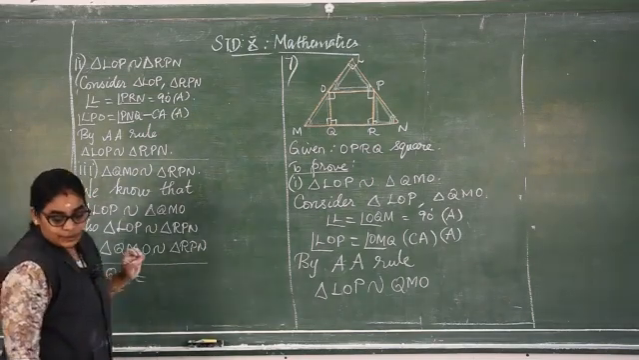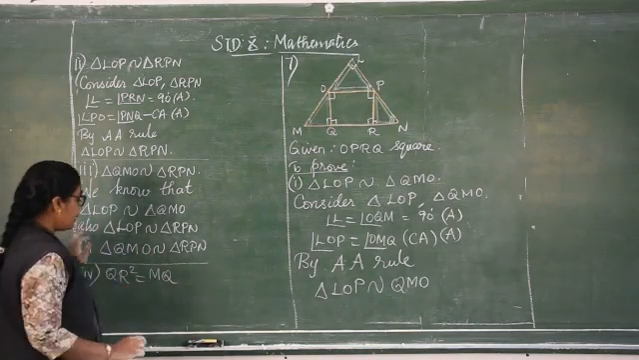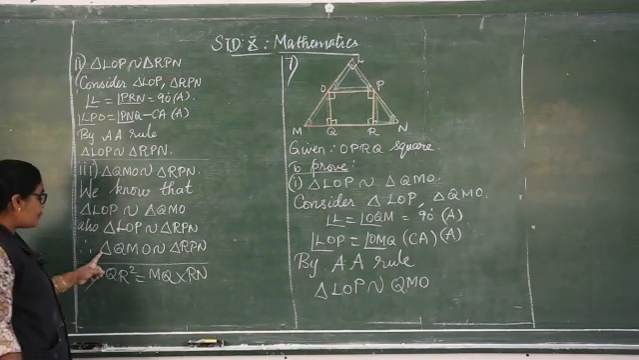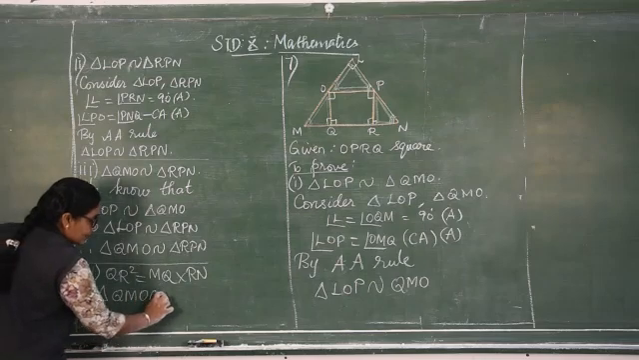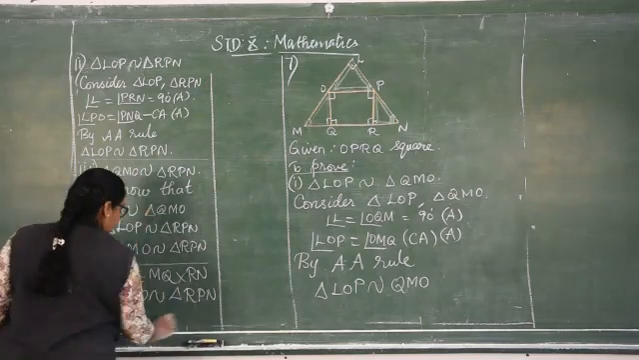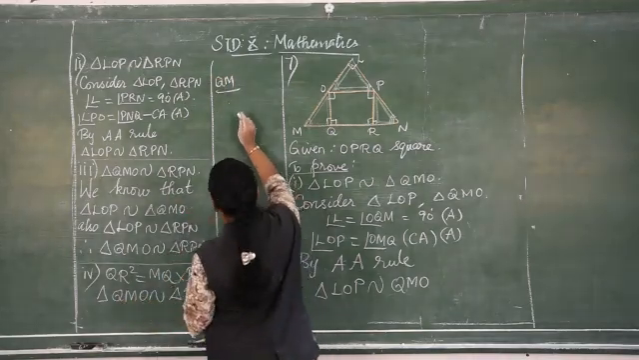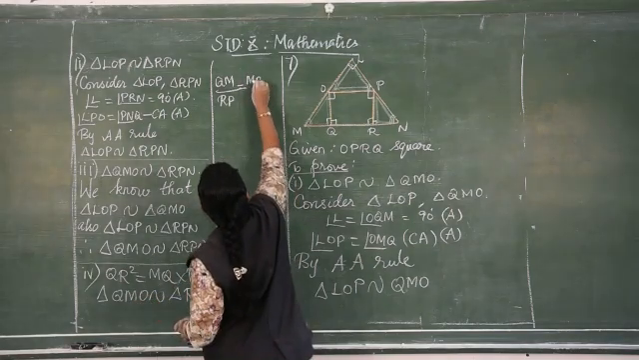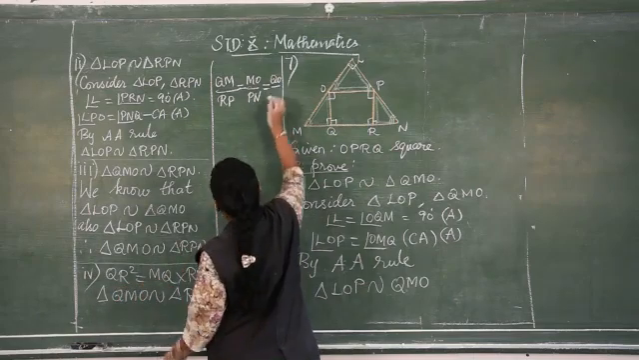QR square is equal to MQ into RN. So we are supposed to use this part. Triangle QMO is similar to triangle RPN. So with that, what we can write with this? QM by RP is equal to MO by PN is equal to QO by RN.